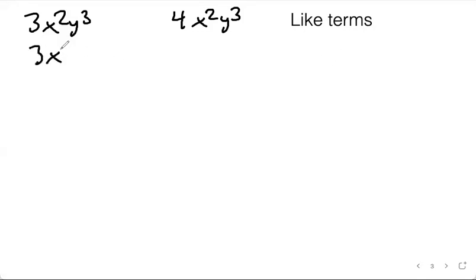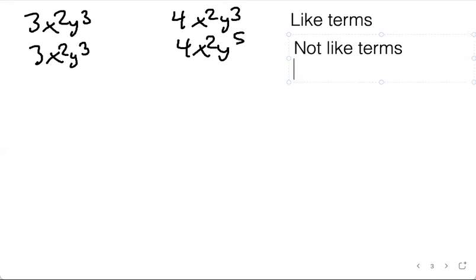But what if we had 3x squared y cubed and 4x squared y to the 5th or something? Well, those would not be like terms. Or we could call them unlike terms. Why are they unlike terms? Well, because one is telling us how many of one thing we have, but the other is telling us how many of a different thing we have, right? So the terms are unlike each other in that way.